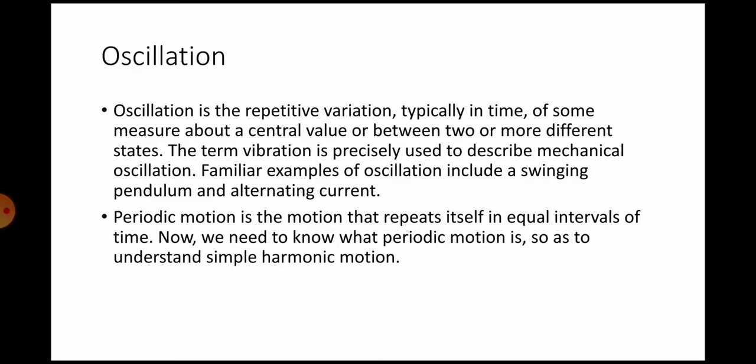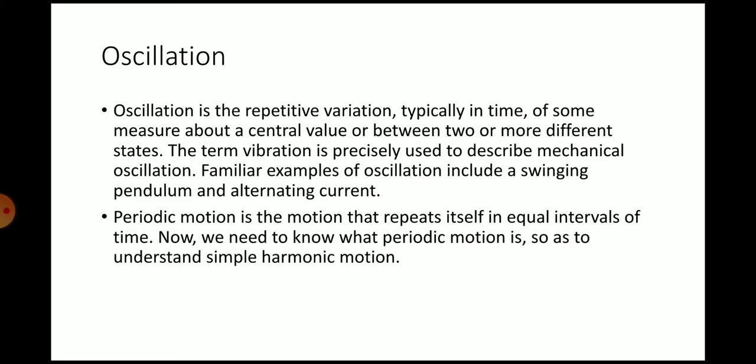Now oscillation. Oscillation is the repetitive variation, typically in time, of some measure about a central value. Central position is called mean position. Between two or more different states, the term vibration is precisely used to describe mechanical oscillation. Familiar examples of oscillation include a swinging pendulum and alternating current. Alternating current is also an example of oscillatory motion because it repeats its cycle after equal interval of time.